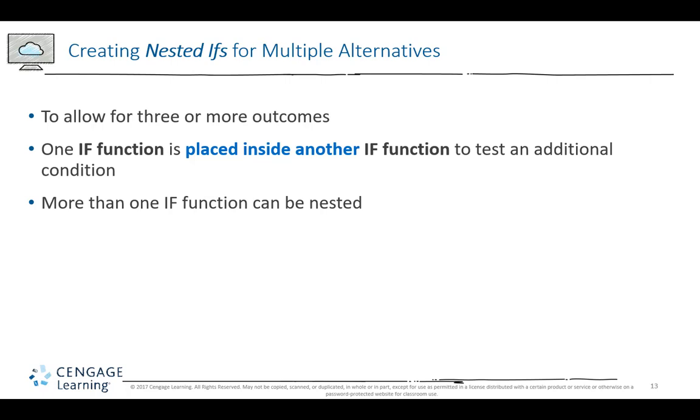Nested ifs allow for making multiple alternative decisions. Recall that with the if, we had two possible outcomes. When we need multiple choices, then we need to place one if function inside another if function's false path. It is possible to nest more than one if function. You can nest as many as you need. For 3 outcomes, we would need 2 if functions. For 4 possible outcomes, we would need 3 if functions.